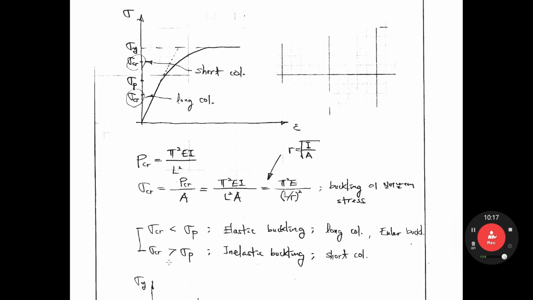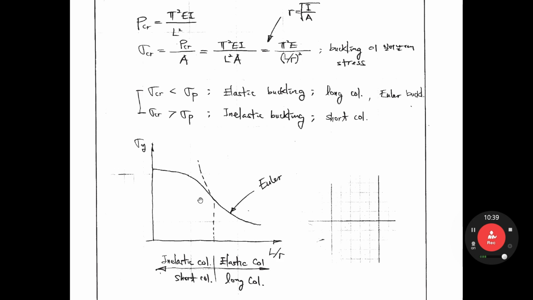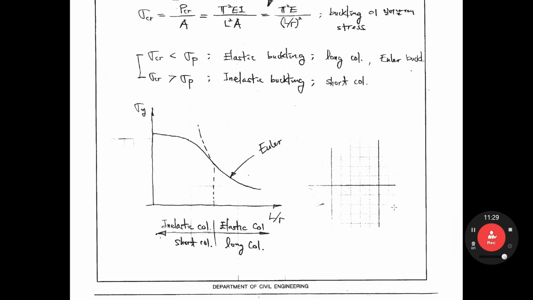If sigma CR is greater than sigma p, in this range, it is not the Euler buckling case anymore. So we call it inelastic buckling, in the case of a short column. We can draw the buckling stress, the column strength in terms of stress. For a long column, the Euler buckling load is valid, so it is elastic buckling. For a short column, part of the section has already yielded, so the Euler buckling load cannot apply. The Euler buckling stress cannot apply. So we have to consider inelastic column behavior.